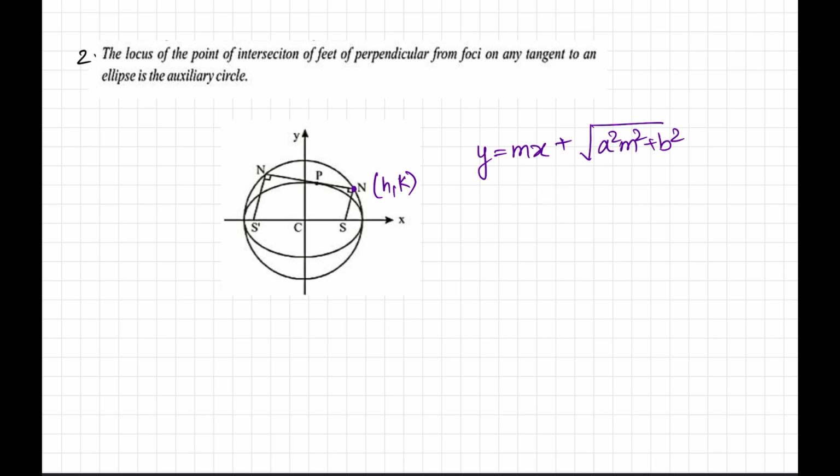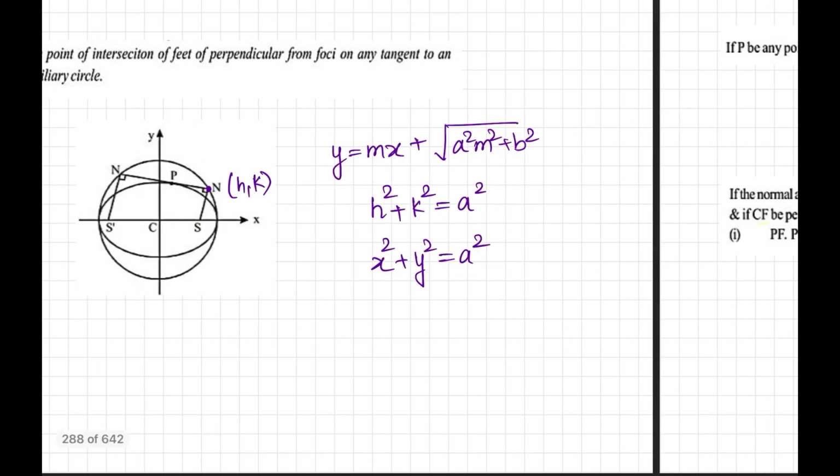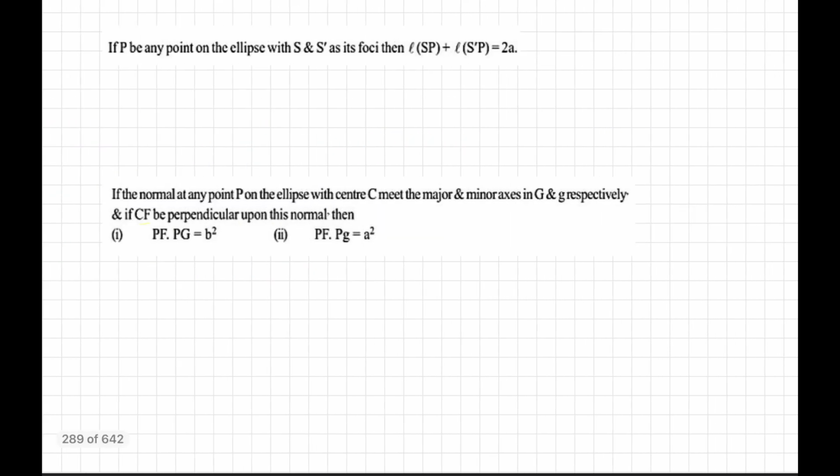If we find the foot of perpendicular on this line, we get the condition h square plus k square is equal to a square, and if we replace h and k by x and y, we get x square plus y square equals a square, which will represent the equation of the auxiliary circle of this ellipse. So this is property number 2. Let us move on to the next property.